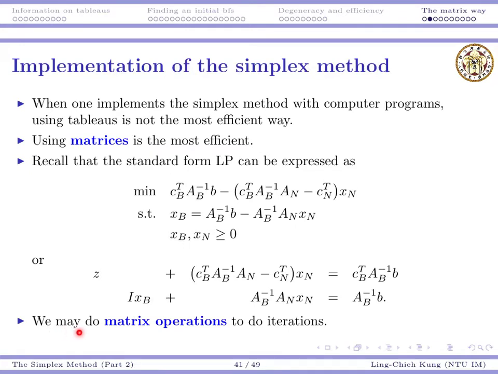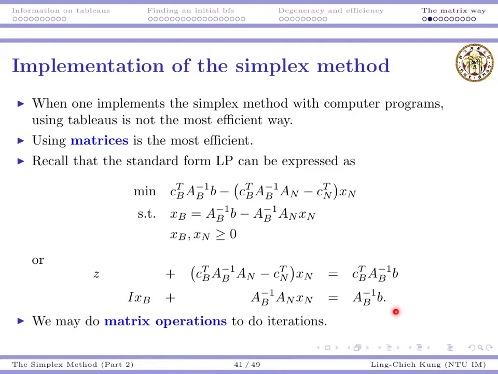So we may do matrix operations to do iterations instead of doing Tableau algebra. What does that mean? Given any basis B, you will be able to find, for example, A_B and A_N, and then you do A_B inverse times A_N, you will be able to calculate all the coefficients for x_N. For the reduced cost, it is the same thing. Given B, you may find c_B, c_N, A_B, A_N, and then you do this and directly get the coefficients for x_N. And that's the main idea about using matrices.